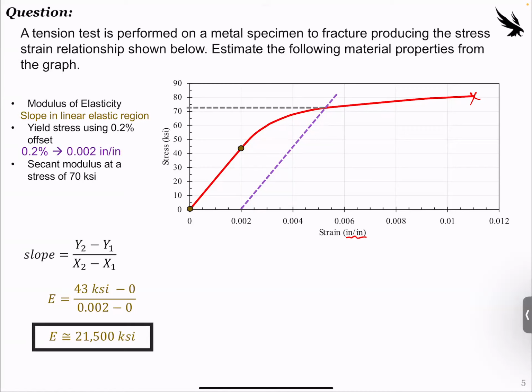So once this intersects, we read over, and whatever our y-axis shows is going to be our yield stress. So in this case, it'll be approximately 73 KSI.